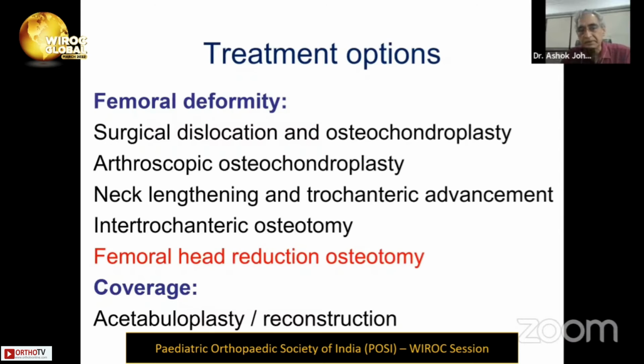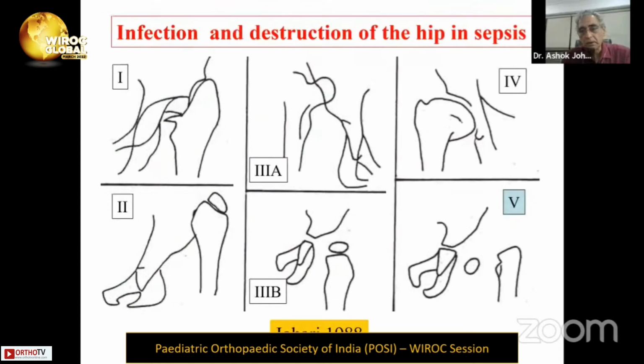The other treatment options here are maybe an arthroscopic osteochondroplasty, neck lengthening and trochanteric advancement, intertrochanteric osteotomies, femoral head reduction osteotomy on the femoral side, and increasing the coverage by means of acetabuloplasties or reconstruction or salvage procedures to improve the coverage. Now, type 5, I'll very briefly focus on this.